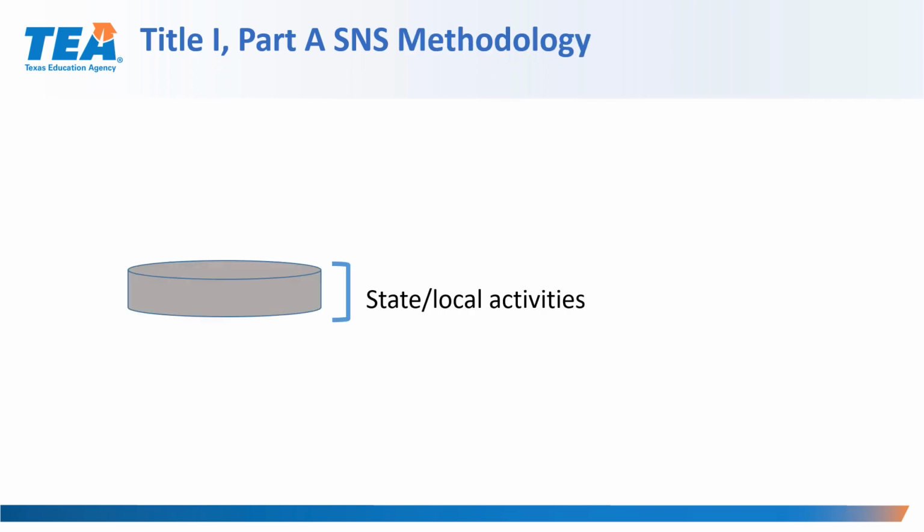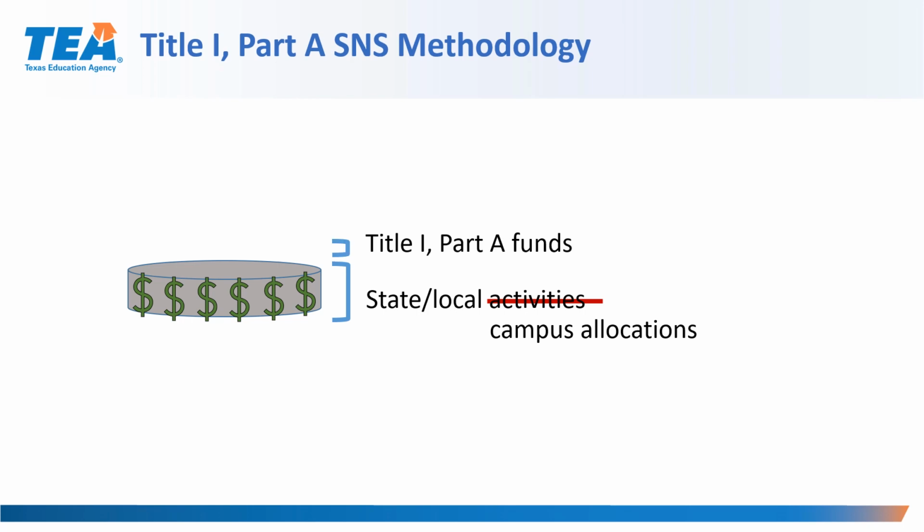Remember what we said earlier about Title I Part A shifting the way we look at Supplement Not Supplant compliance. Title I Part A doesn't look at the activity level anymore. It looks at the allocation of state and local funds to campuses. Once the state and local funds are allocated to campuses according to the Supplement Not Supplant methodology, any Title I Part A funds that campuses receive are considered to be supplemental.